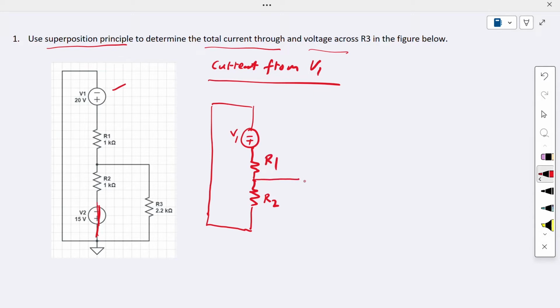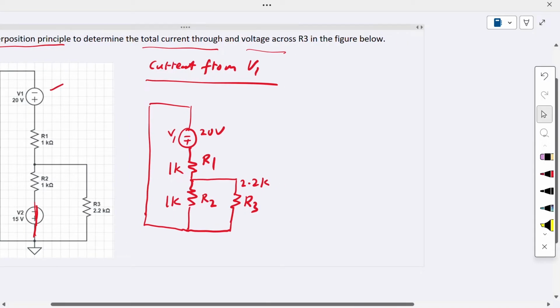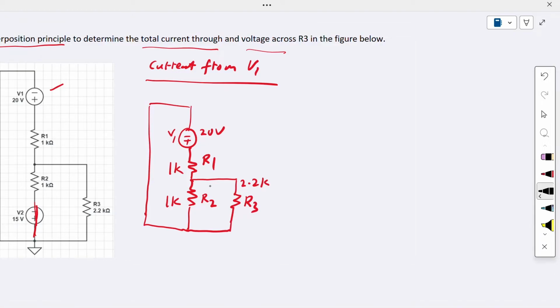From R2, we split off one resistor over here. This is R3, and then connect it back here. So this is 20 volt. Here we have 1K, and here also 1K. Here we have a 2.2K. Now we want to find the current from this voltage source V1 to R3. Let's assume the current flowing through R3 is denoted as capital I1. We want to find I1.